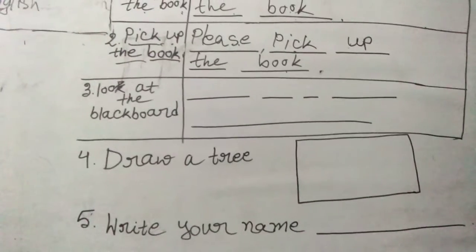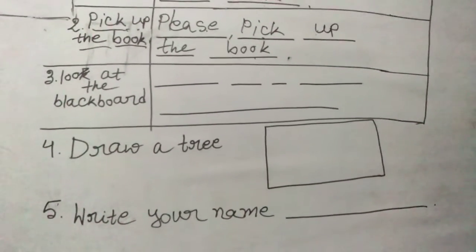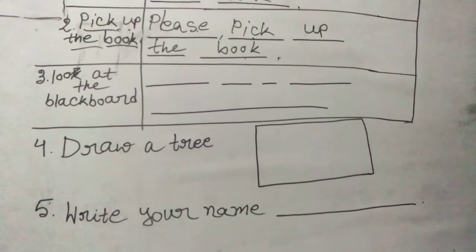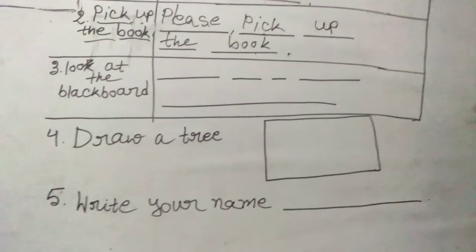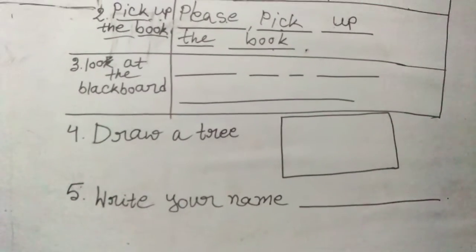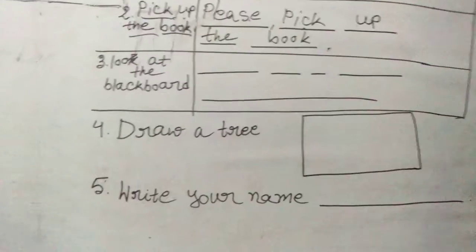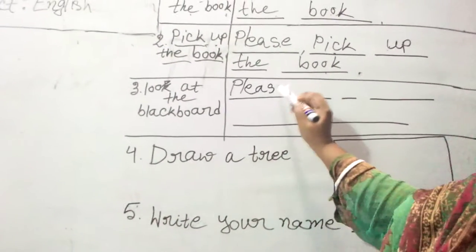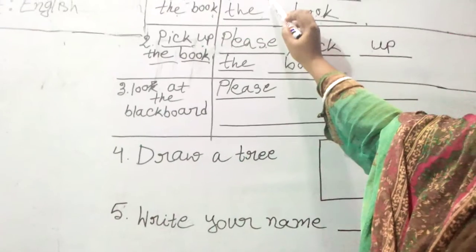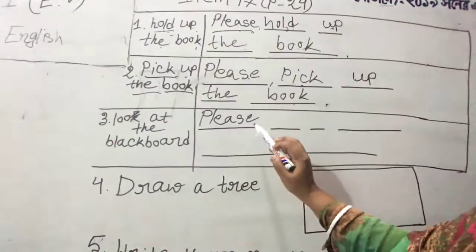As I told you, we need to write one more word, and that is please. You have to write the word please. Of course, absolutely, you have to write the word please. That means we have to put the word please, as please has already been given in the very first example, so we can't ignore please.